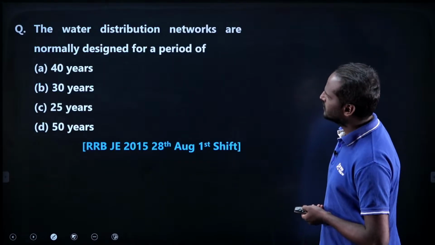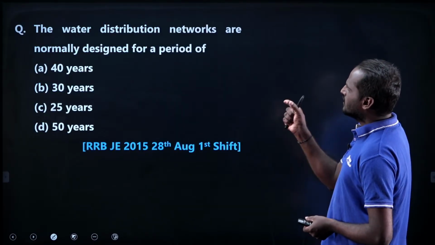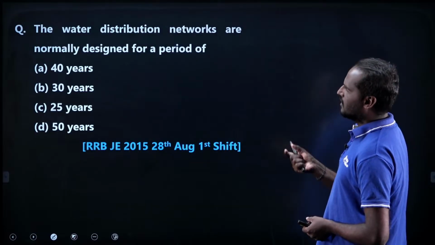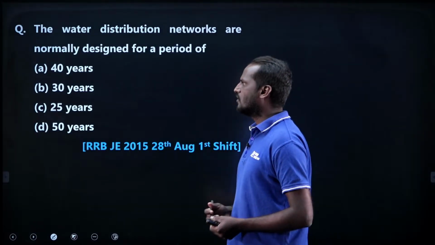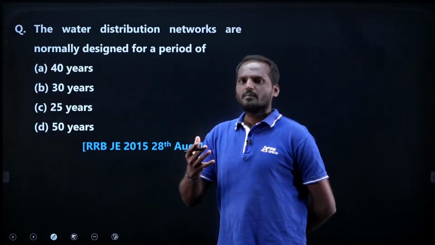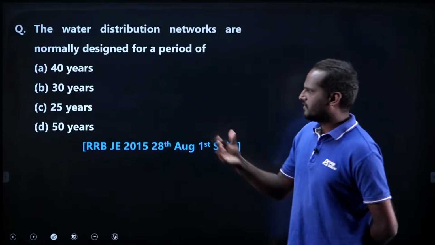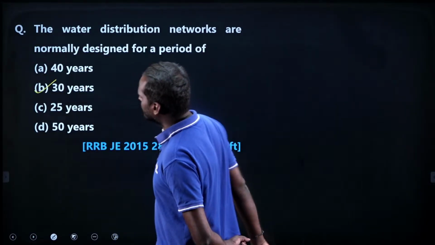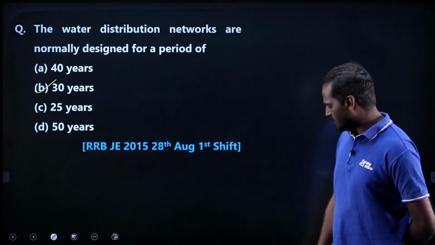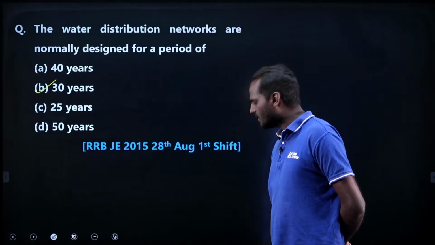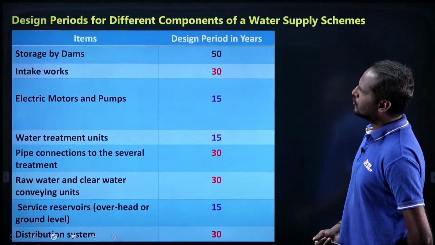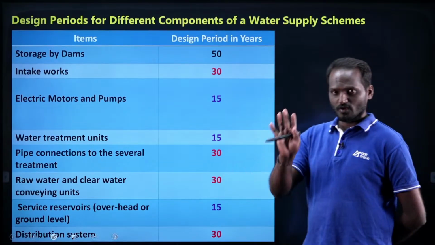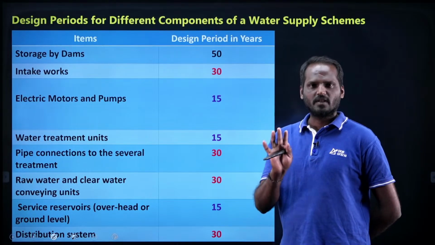Okay, the next question is, the water distribution networks are normally designed for a period of, what is the design period for water distribution network? This is a very easy question: water distribution networks are designed for the design period of 30 years. If you go through this table, you can easily remember this data. Let me help you.